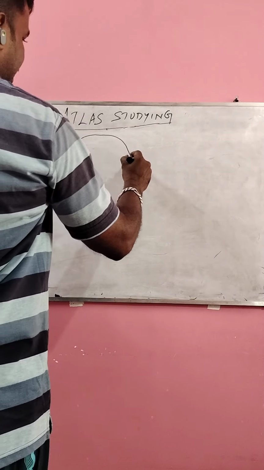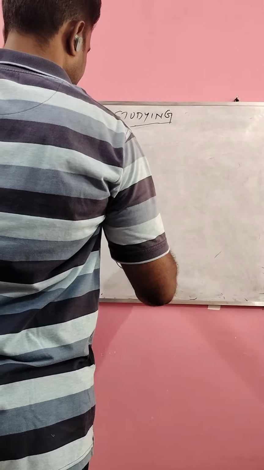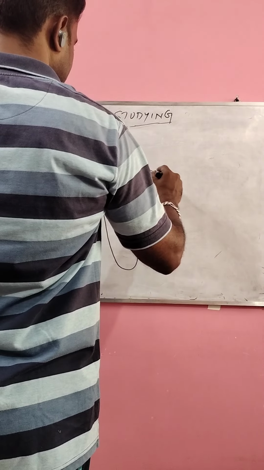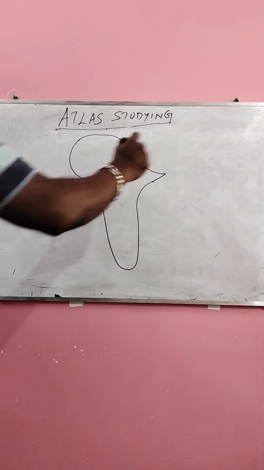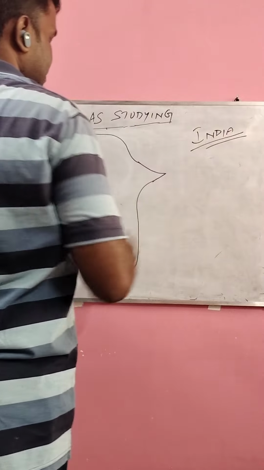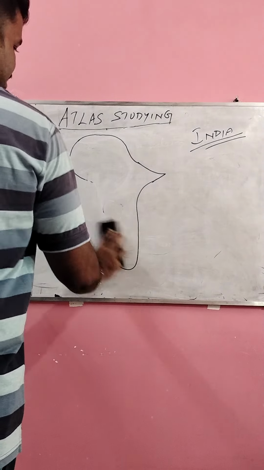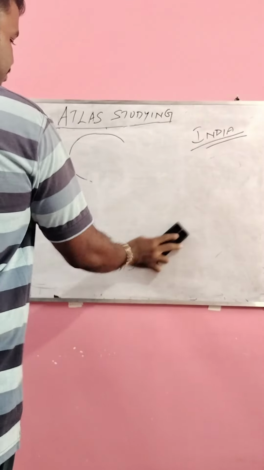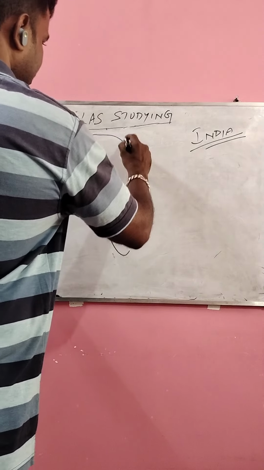What should I do? I should draw the continent first. Continent Africa. Okay. India is located here, relative location. I can study the physical geography of Africa. Africa is a large continent. It is very important. There are many physical features. Let me mark them one by one.